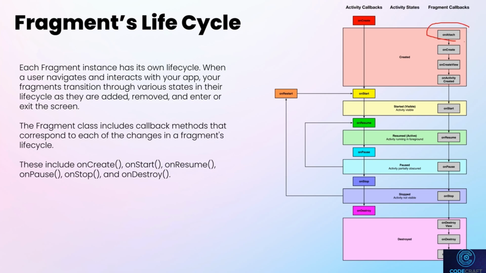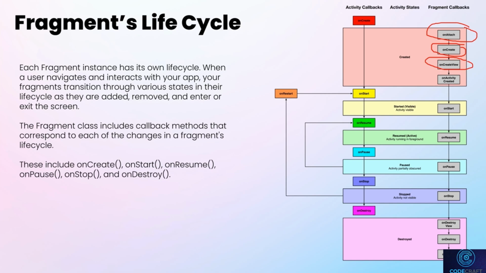Let's start with the onAttach method. This method is called when the fragment is attached to an activity. It receives a reference to the hosting activity, allowing the fragment to interact with it. Next is the onCreate method. During this phase, the fragment is initialized. You can perform one-time setup tasks in this method, such as initializing variables and setting up the fragment's initial state.